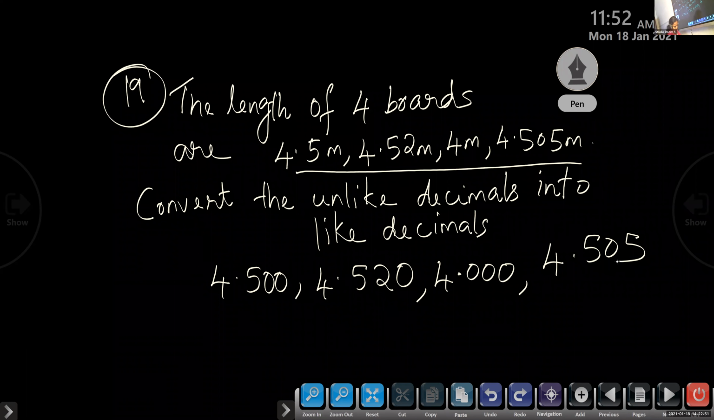Now we have to compare the integral parts. What are the integral parts here? In all the numbers, it is 4. So they are equal. So what do you have to do next? You have to compare the decimal part. In decimal part, what we can do? We can compare the tens place. So comparing the 10th place, we can say 4.0 is the, then compare the 100th place. So children, we can write comparing the decimal part.